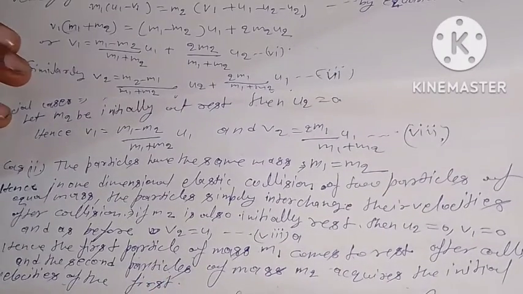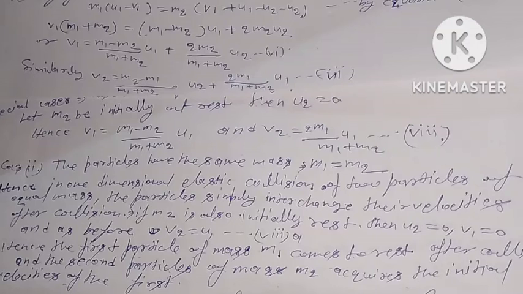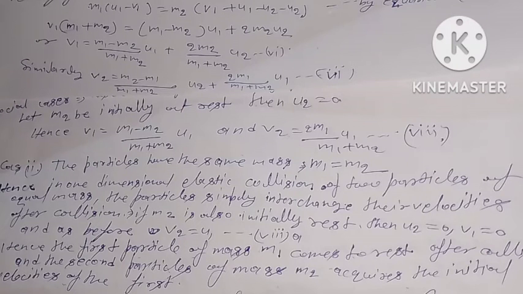If M2 is also initially at rest, then U2 equal to 0 and V1 equal to 0, because in our second case the masses are equal, that means M1 and M2, V1 equal to U2, and substituting, V2 equal to U1. Hence, in one-dimensional elastic collision of two particles of equal mass, the particles simply interchange their velocities after collision.